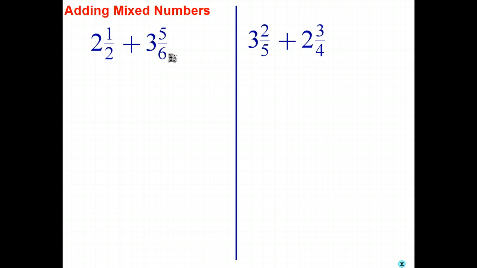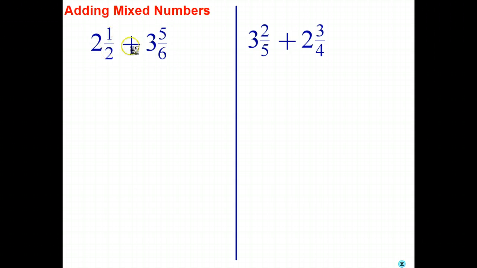Now, the first thing I strongly recommend is do not convert them to improper fractions. The reason for that is the numbers can get really big really quickly. So in the end, it can be a lot harder converting them to improper fractions, adding those, and then having to simplify.